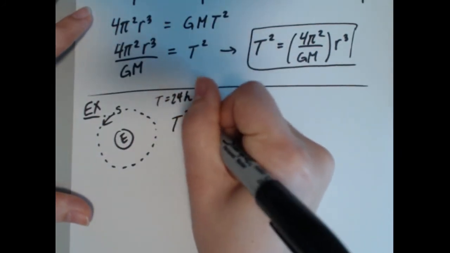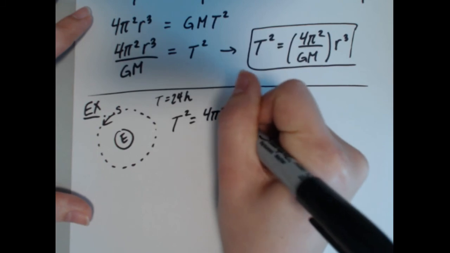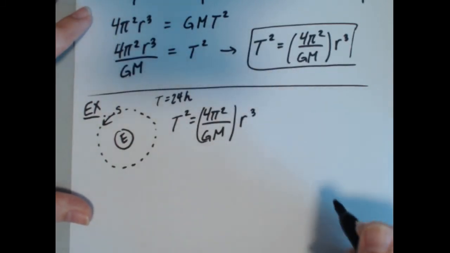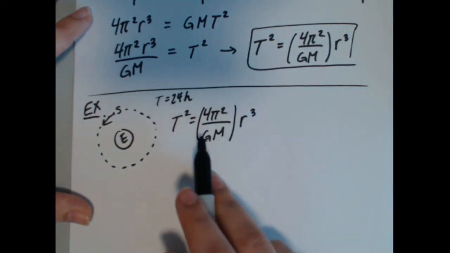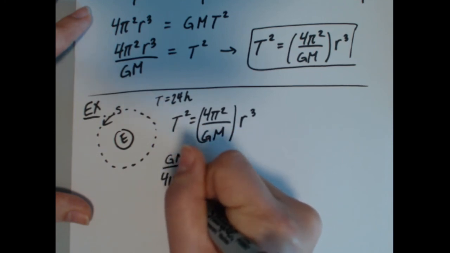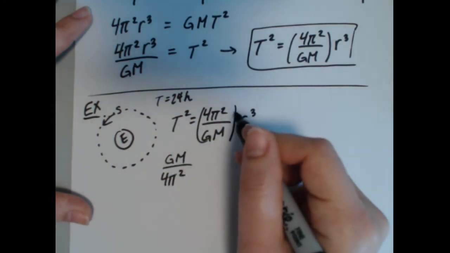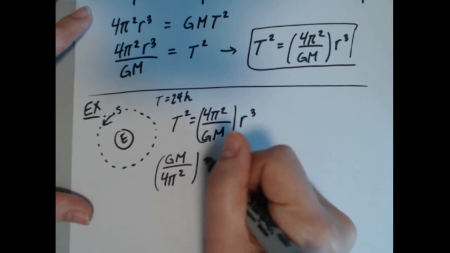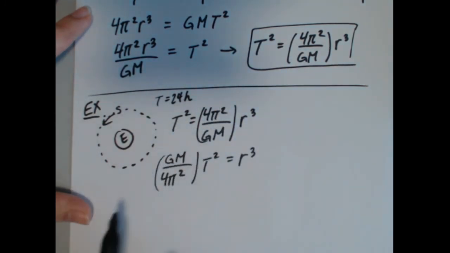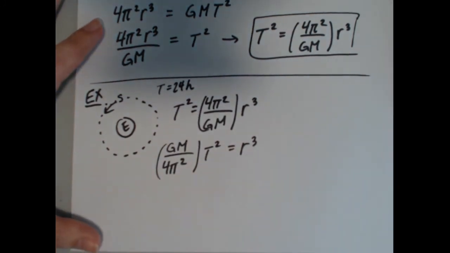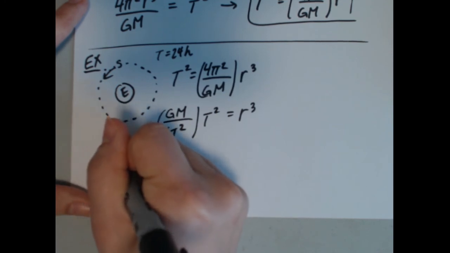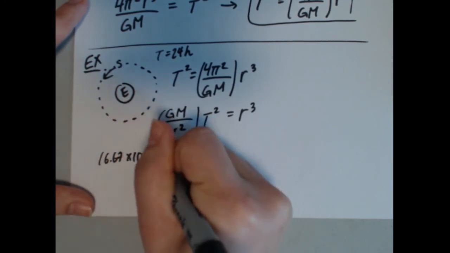So T squared is equal to 4 pi squared over GM times r cubed. We're looking for r, so we're going to rearrange this. So it's going to be GM over 4 pi squared, and then we're going to have T squared, and then that's equal to r cubed. So those got multiplied, these got divided. Yeah, that looks right. Okay, so G is a constant, 6.67 times 10 to the minus 11.